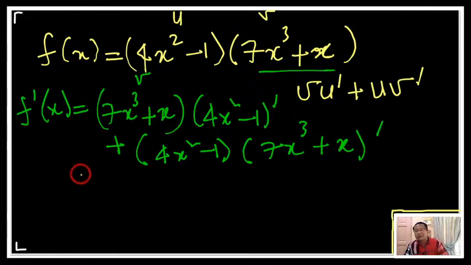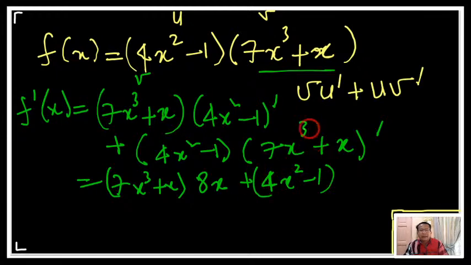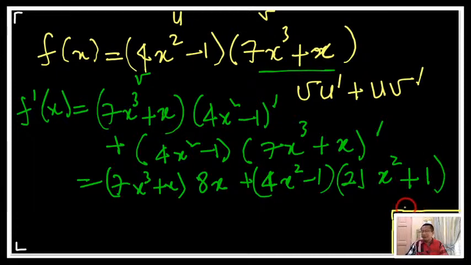So if you solve this, you will get this one, copy. The derivative of 4x squared minus 1 is 8x. So this one, copy. The derivative of this one is 21x squared plus 1. This is the product rule.